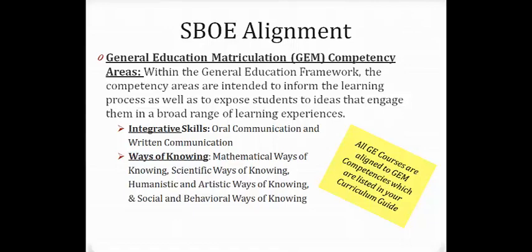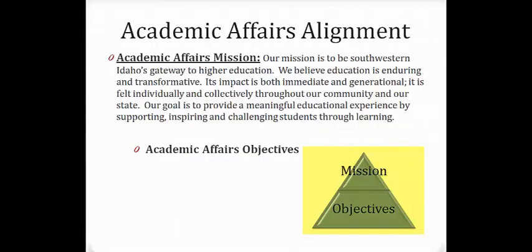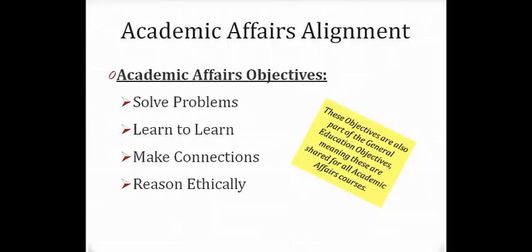Moving away from the State Board of Education context, we will move into course alignment within academic affairs, where we have a mission and objectives. Again, we like this hierarchical depiction to help you see how the alignment works. The academic affairs objectives will have more direct impact on your courses. It is also important to note that all courses that are part of academic affairs, which means anything that applies to general education, or an Associates of Arts or Sciences, will align to these same objectives. What Doug is trying to say is that you will see a lot of these.